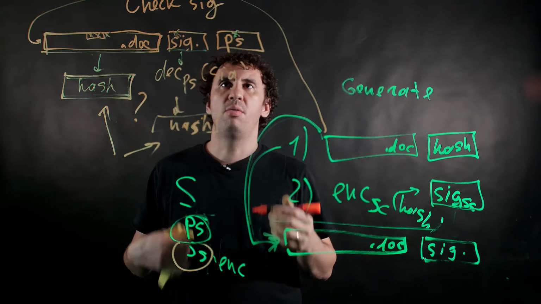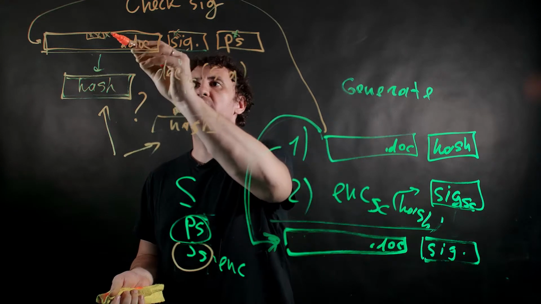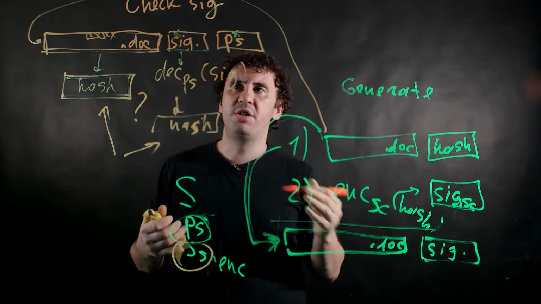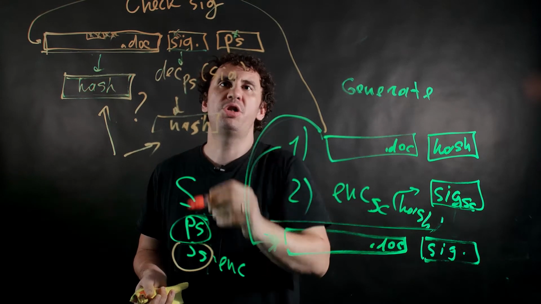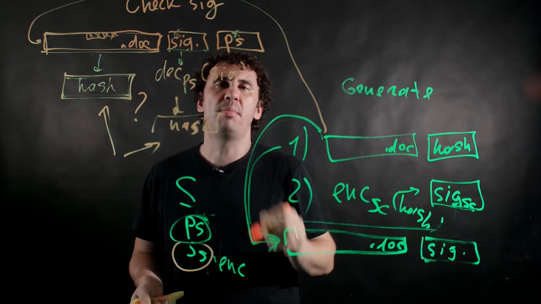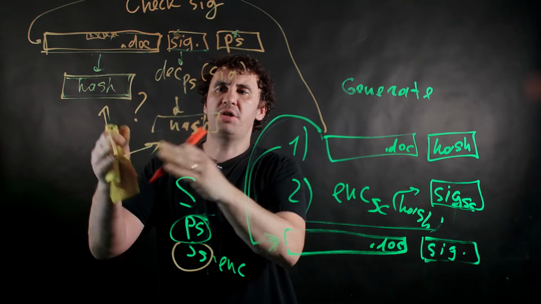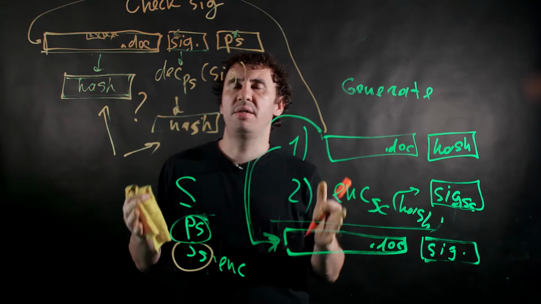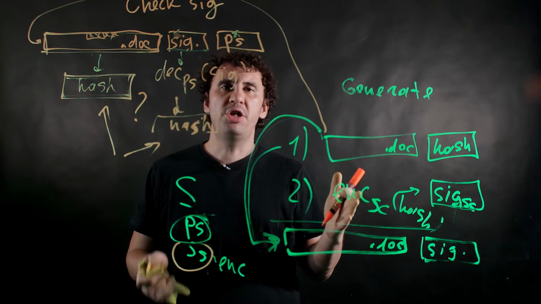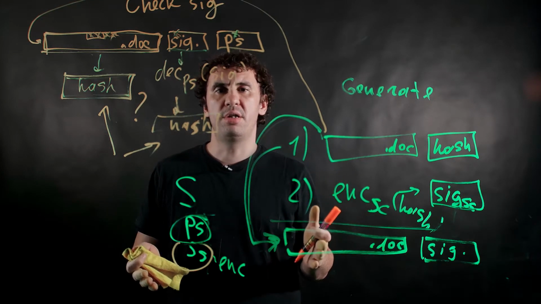But I cannot say what is broken. I cannot differentiate the cases when the file was changed, the signature was changed, or the public key is wrong. I just compare these two values. This is the basic scheme of generation and checking of the digital signature.